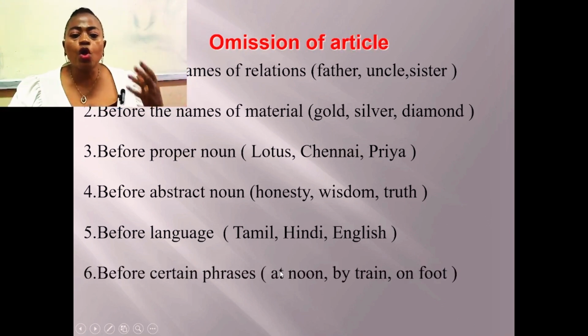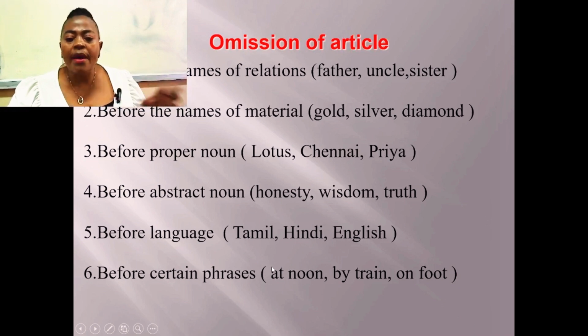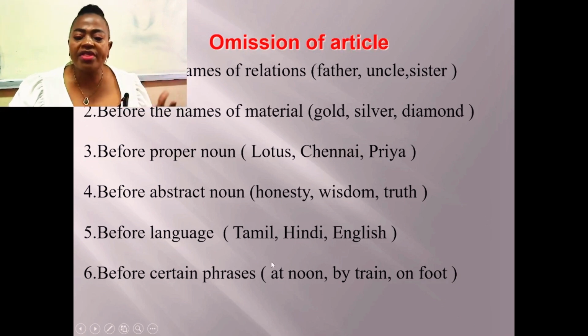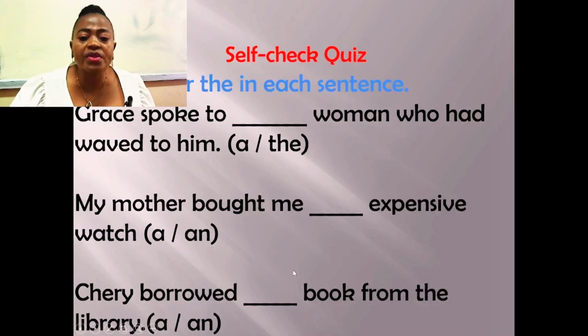Also, we don't use articles before certain phrases like at noon. You cannot say the at noon. At noon, by train, on foot. So these are situations where we cannot use articles.